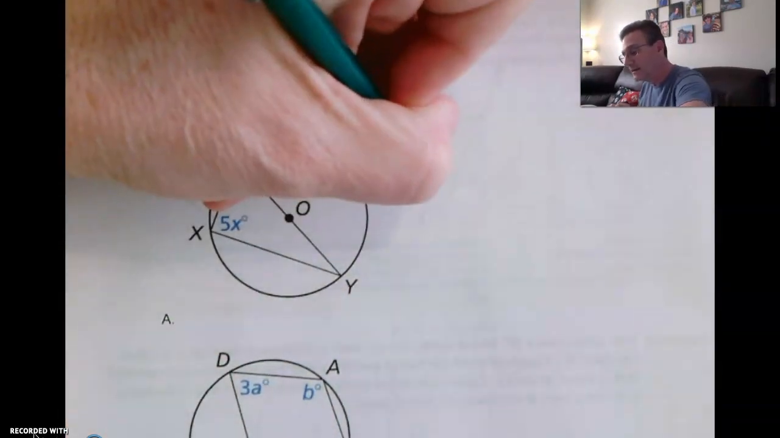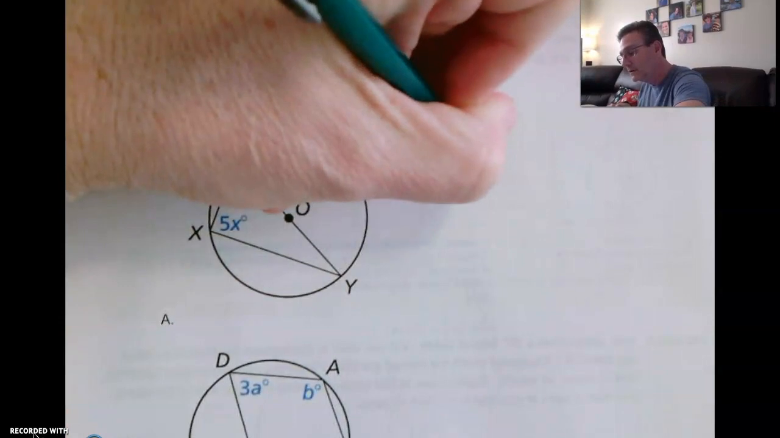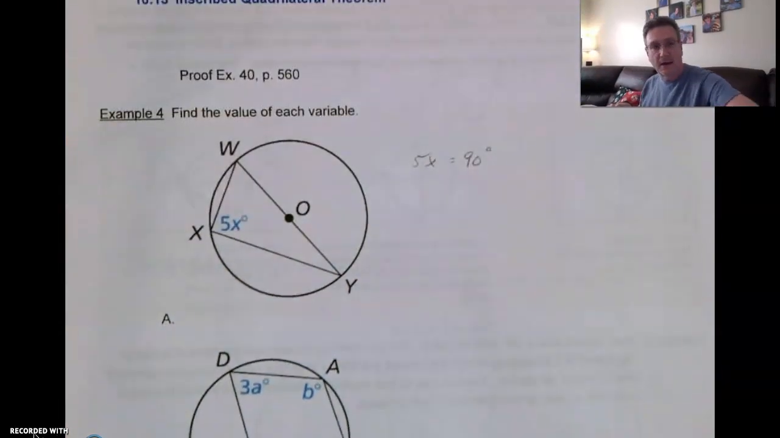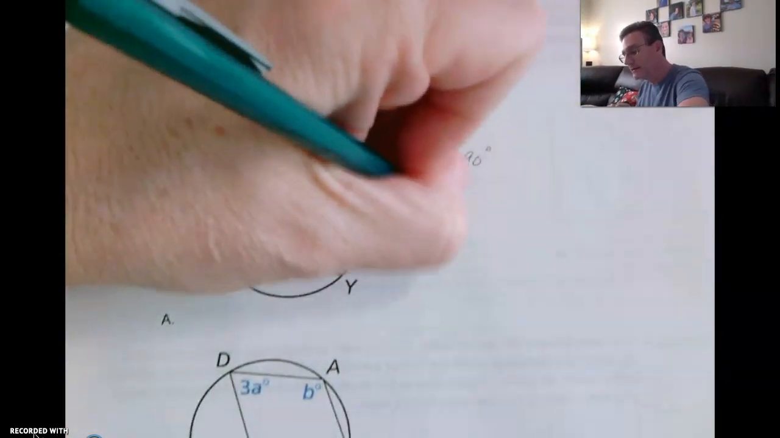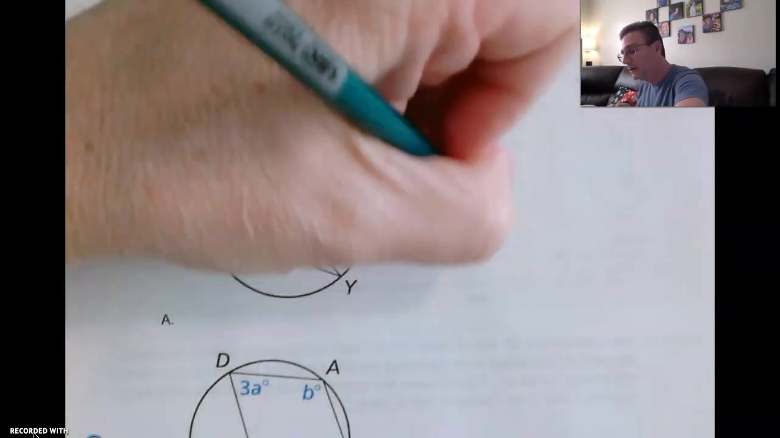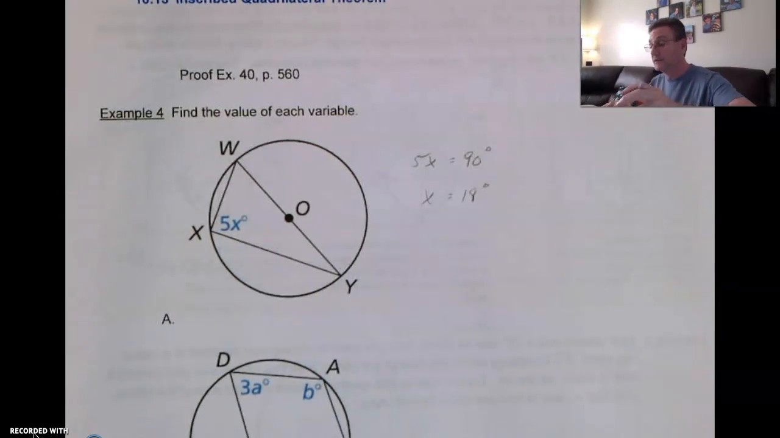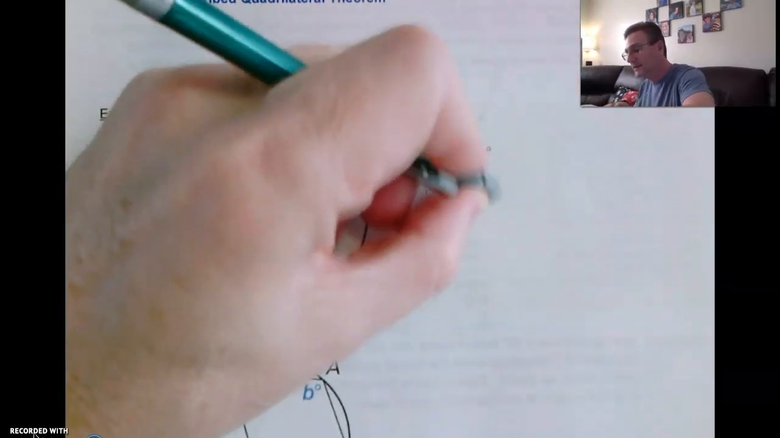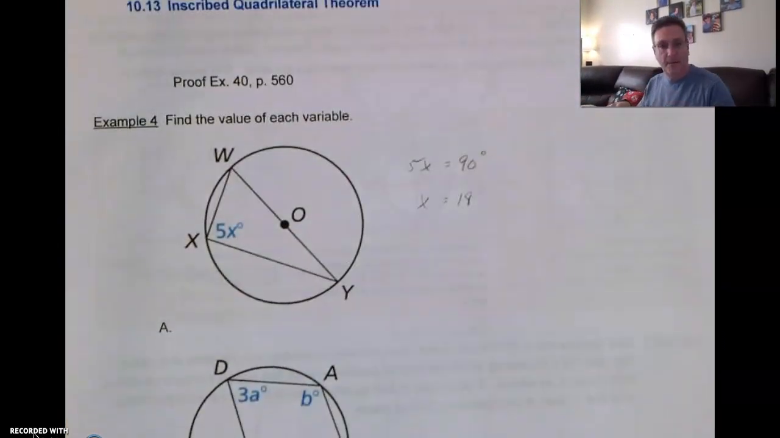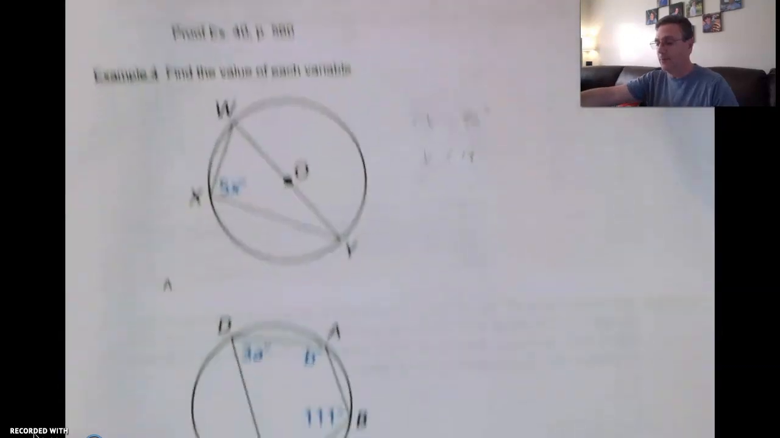So 5x equals 90 degrees. X is equal to 18. Just 18, sorry. X is equal to 18. Okay, that's part A. Part B.